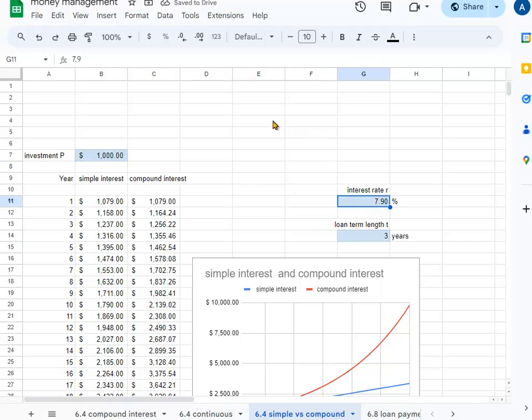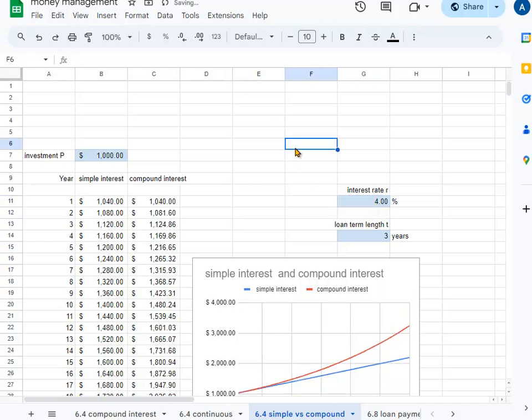And what was that again? Oh, 4%, right? So 4.00%, and there it is. And here are the two numbers after 3 years. That's the same numbers that I just calculated and that you saw in the text.